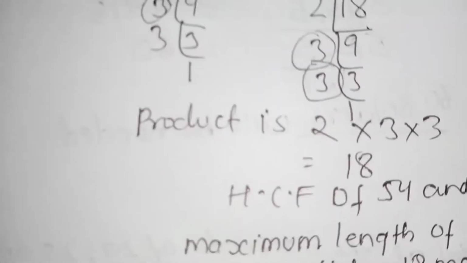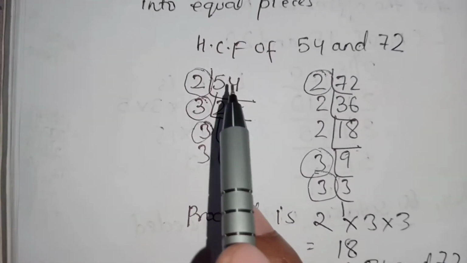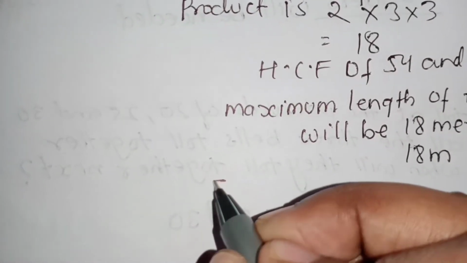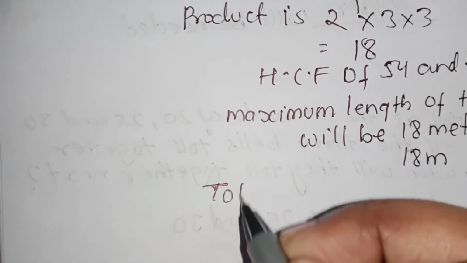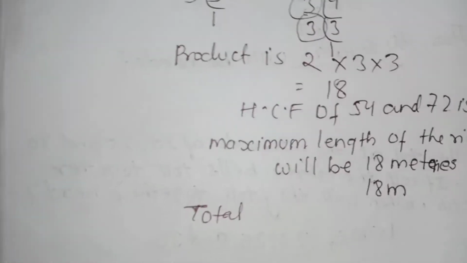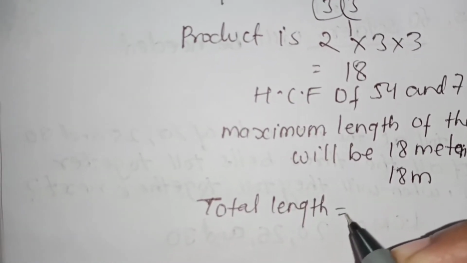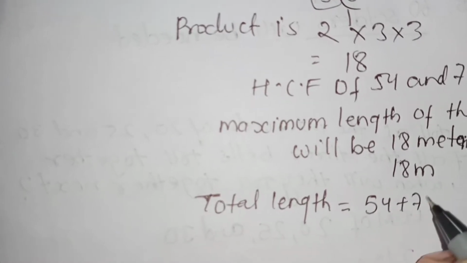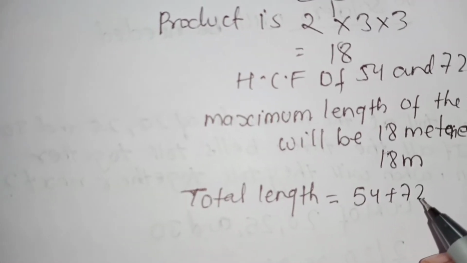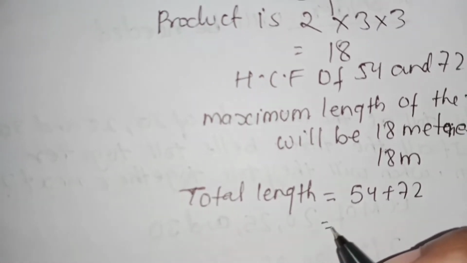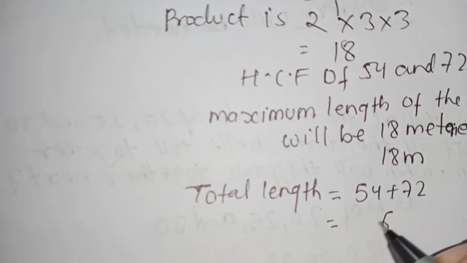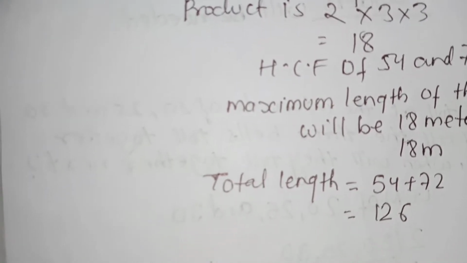Okay, and we even have to find how many pieces it can be cut into, into equal pieces. So what we can do, the lengths 54 and 72 we will add. First we will find the total length. Total length is equal to 54 plus 72. One is of 54 and one is of 72 meters. So we will add this. How much do we get? 126.